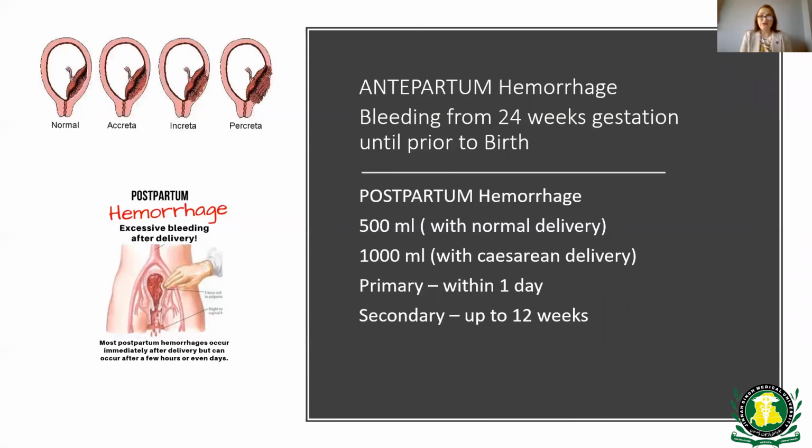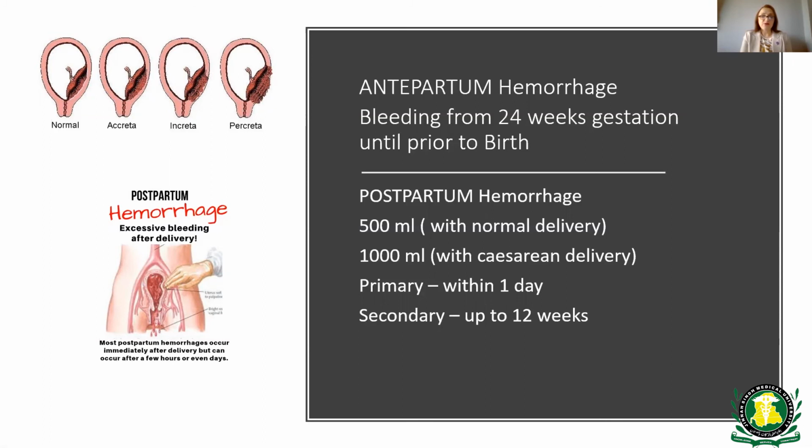Now, we differentiate obstetric hemorrhage into antepartum hemorrhage, which is bleeding from the 24th week of gestation until prior to birth. We also differentiate postpartum hemorrhage, which is about 500 mils of blood loss after normal delivery and 1,000 mils of blood loss with a cesarean delivery.